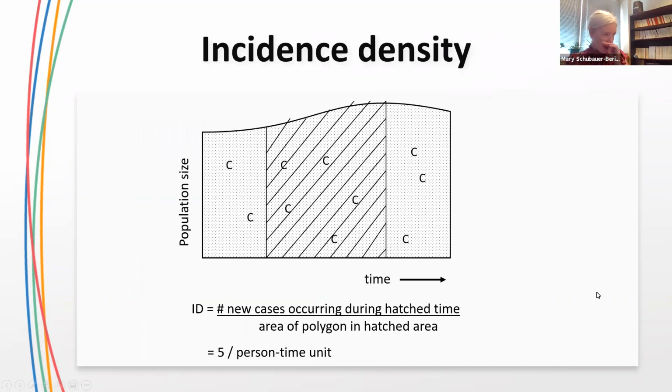So to illustrate what we mean by incidence density, take this very simple graph showing population size on the y-axis and time on the x-axis. At any time, as time moves along, you have this cohort that's depicted by this curvy line. That's the population size at a given time point. And throughout this, you're going to have cases occurring. And this hatched area illustrates the follow-up time for the study that you're undertaking. Well, incidence density would be the number of new cases occurring during this hatched time divided by the area of the polygon in the hatched area. So this would be 5 per person time unit.